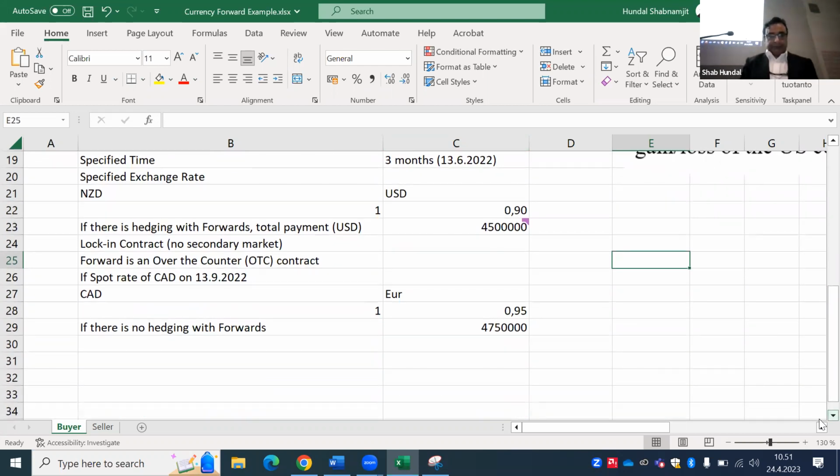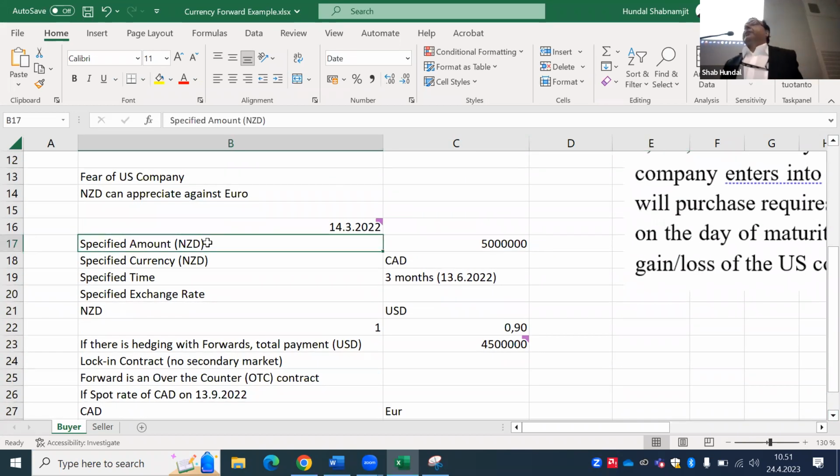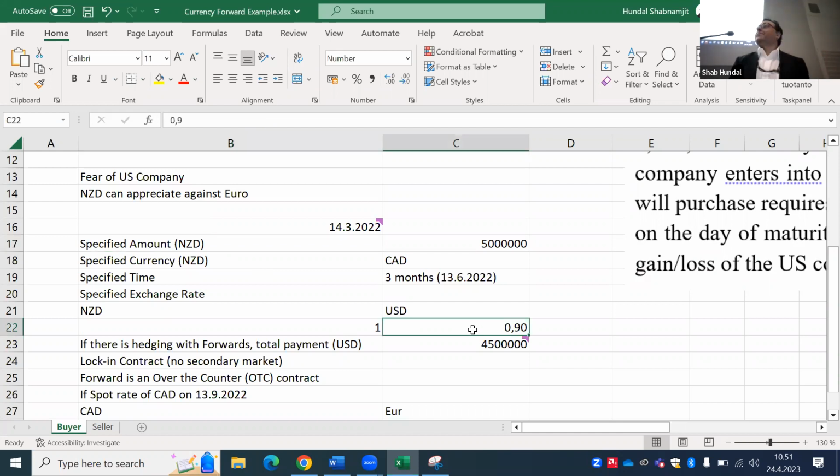And look at that. Here, you also have to give a theory. Look, when you are a US company and you make a contract with HSBC, what is agreed? Specified currency in this question is New Zealand dollar. Specified amount is 5 million New Zealand dollar. Specified date is 3 months from now. And specified rate of exchange is this one. So these 4 are very important elements of the contract. If one of them is missing, the contract is not legally binding.